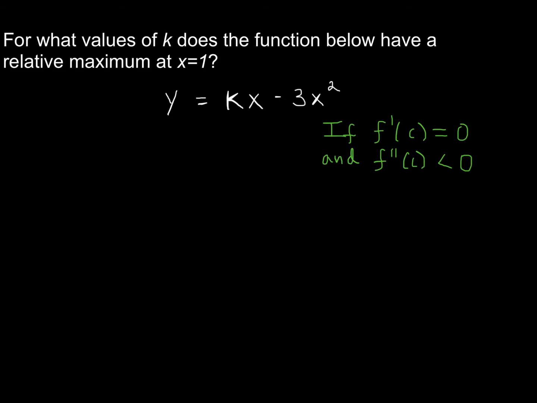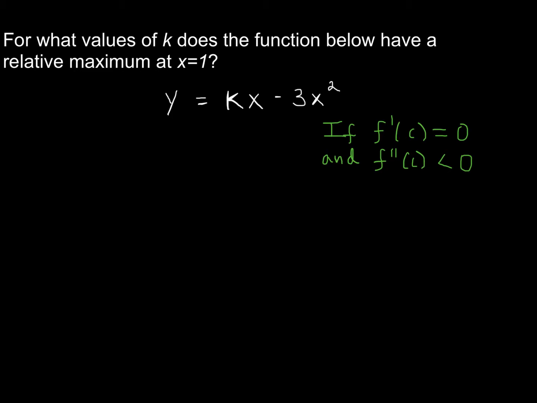So for the second derivative test to confirm a relative maximum, I need the derivative at c to be equal to 0, and I need the second derivative to be less than 0. In other words, I need a point where the instantaneous rate of change is 0 and the function is concave down, so that way I know on either side of it that it's going to be a smaller value.